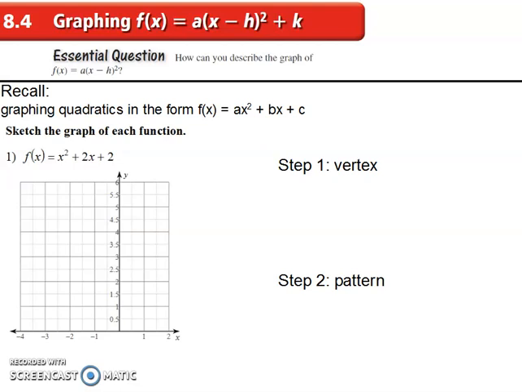And our essential question is, how are we going to be able to describe the graph of an equation in that form? So first I'd like to recall graphing quadratics in standard form, and I'm going to give us a few little tricks to make this just a little bit faster.